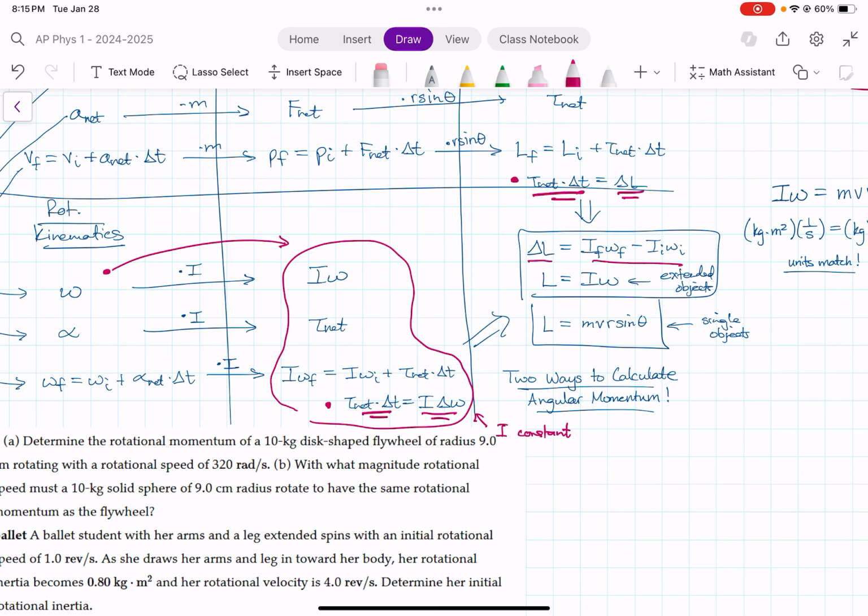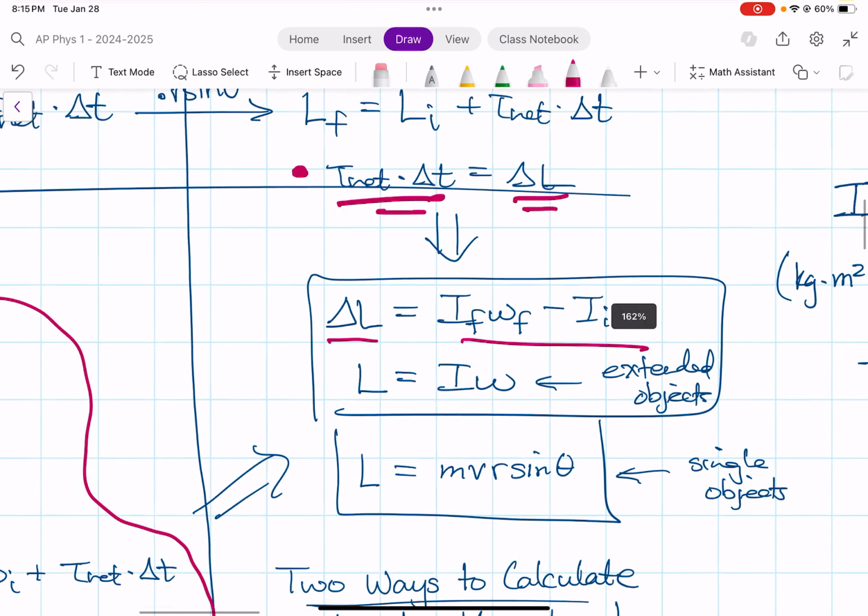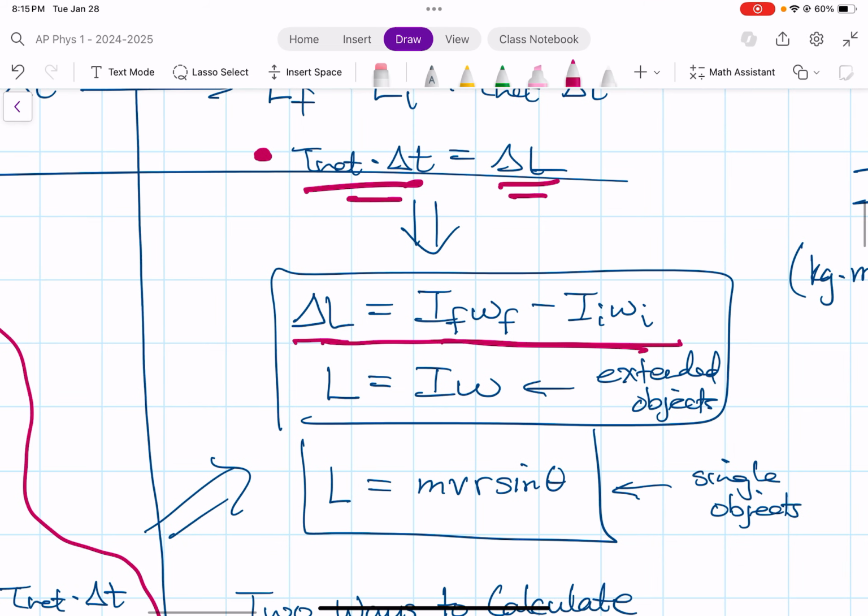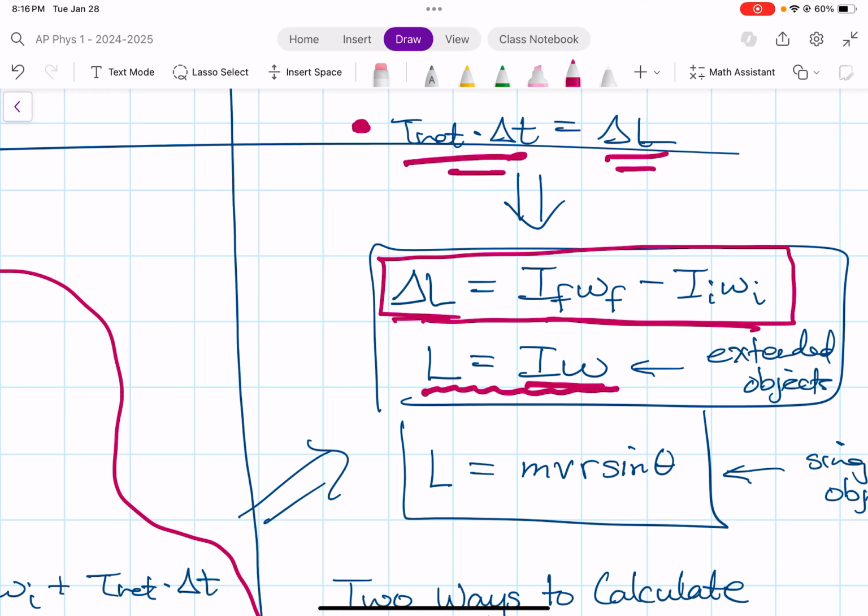in the motion of the object. And so this is actually the better way to write the combination of those two equations. So we basically discovered there's this alternative way to calculate angular momentum. Angular momentum is the rotational inertia times the rotational velocity, right?